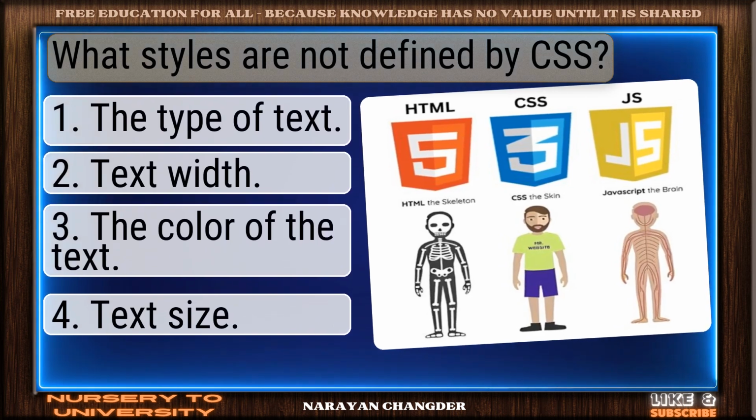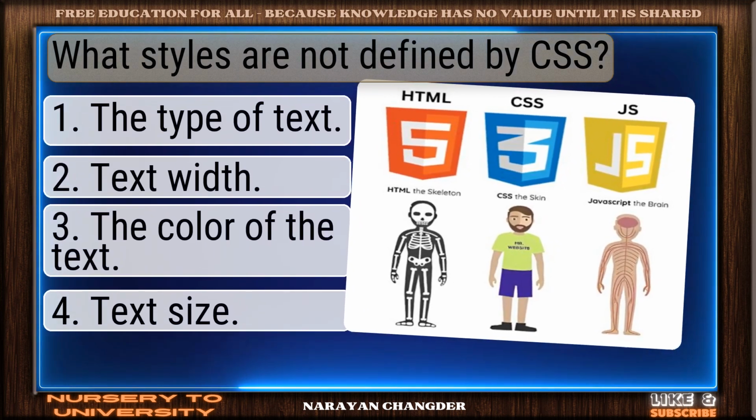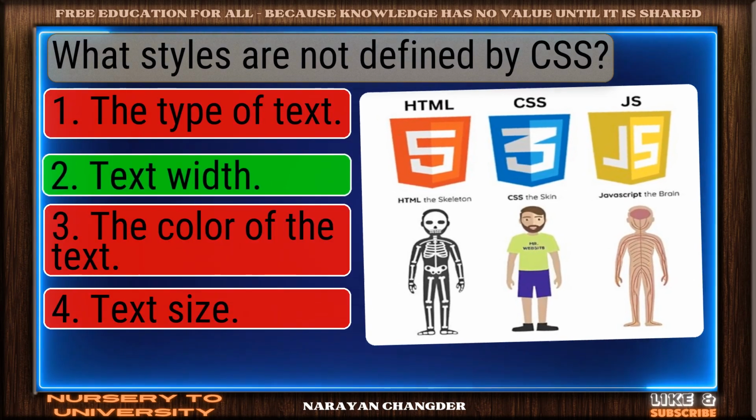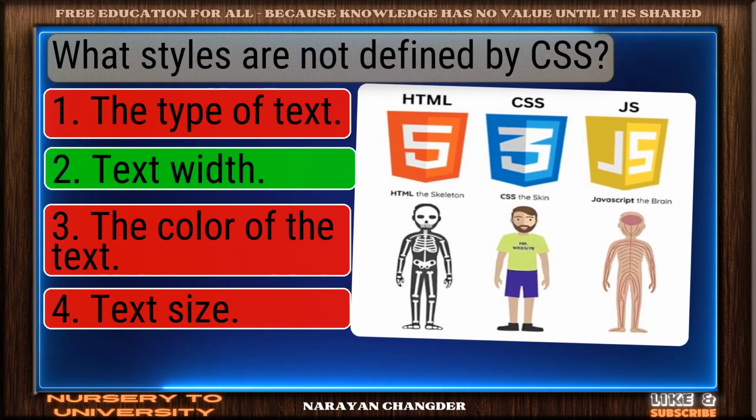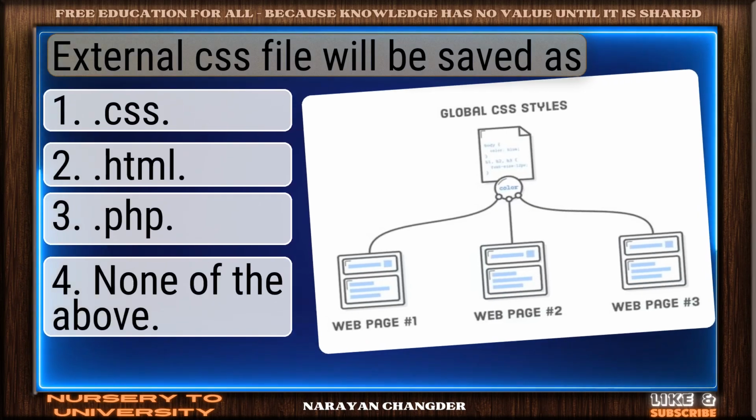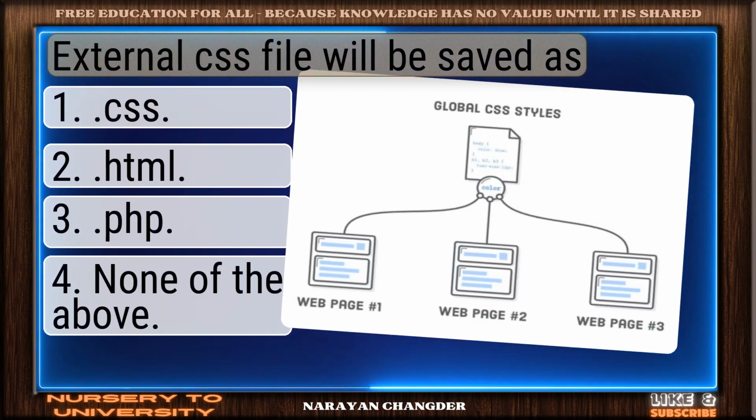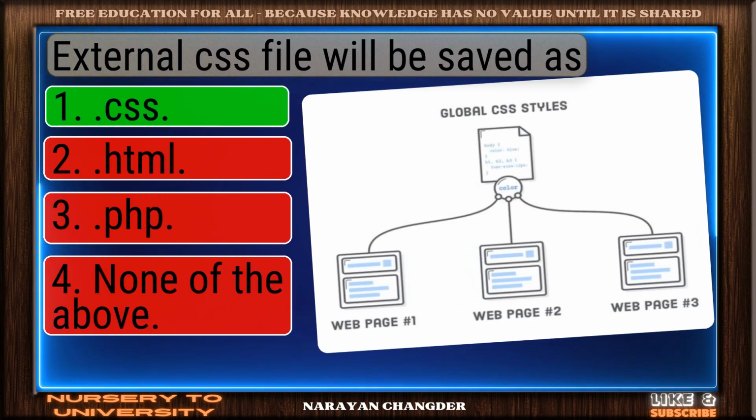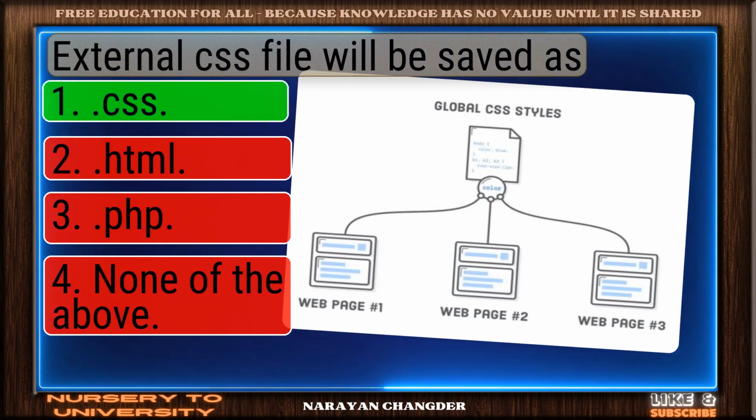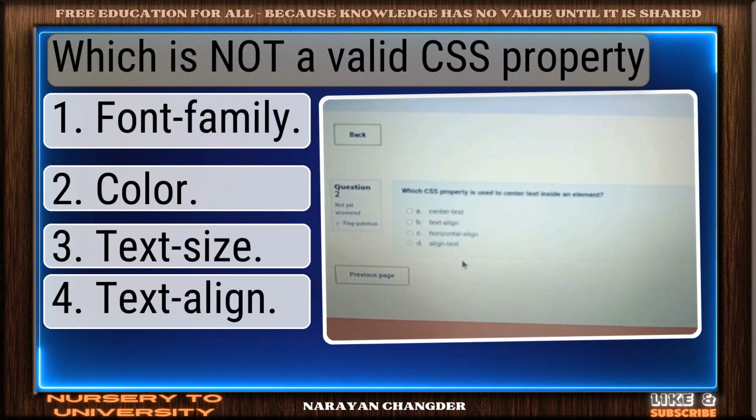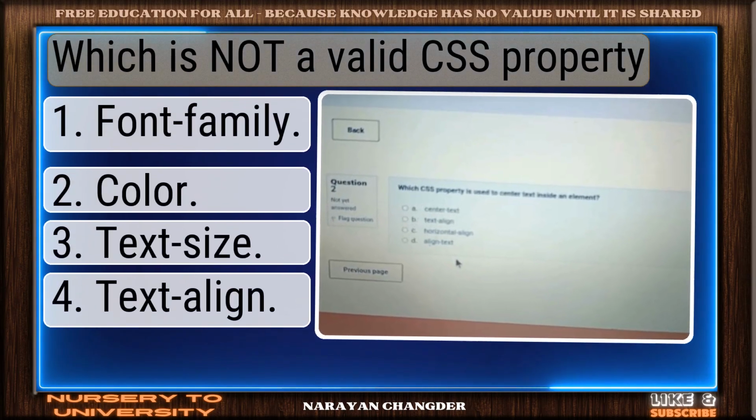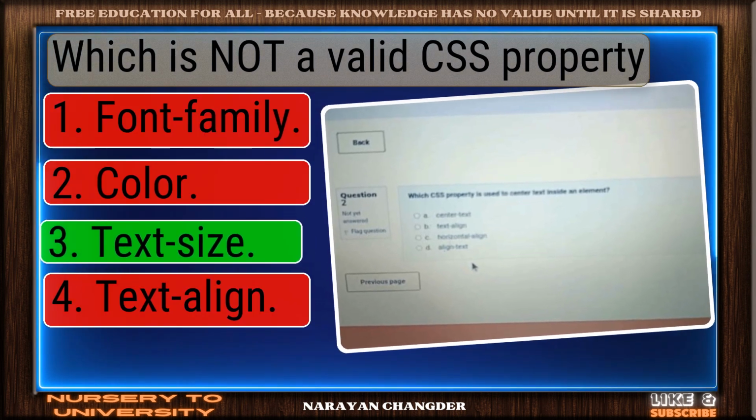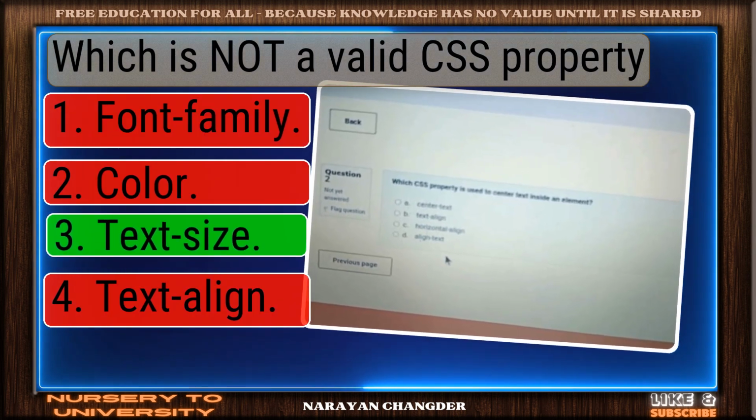Question number 48. What styles are not defined by CSS? Excellent choice. Text width is the right answer. Question number 49. External CSS file will be saved as. Exactly. .css makes sense, and it is the right choice. Question number 50. Which is not a valid CSS property? Strong choice. Text size is the right answer.